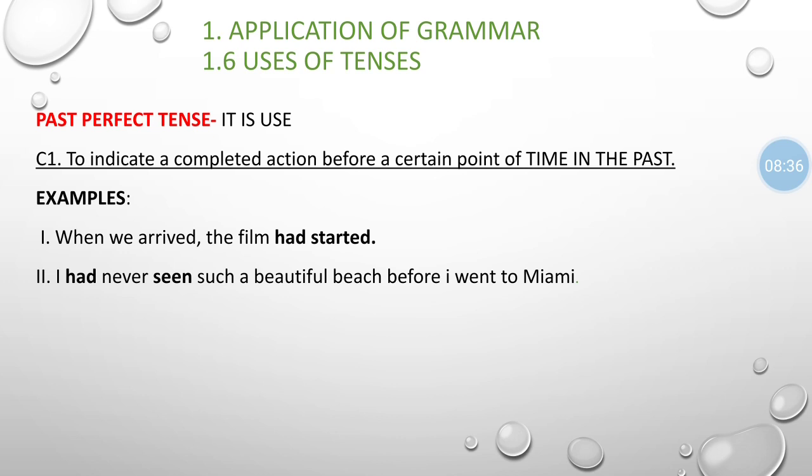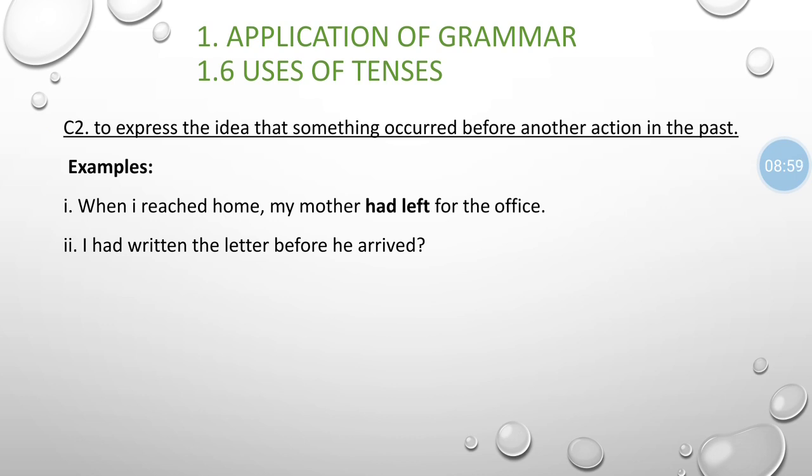I had never seen such a beautiful beach before I went to Miami. I had never seen means I haven't seen such a beach in my life before this moment. It expresses the idea that something occurred before another action in the past, meaning some actions or incidents occurred before another action in the past. When I reached home, my mother had left the office.